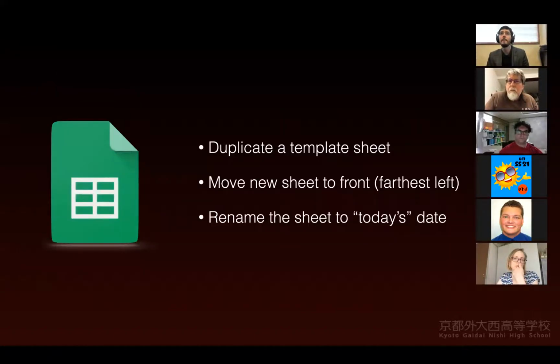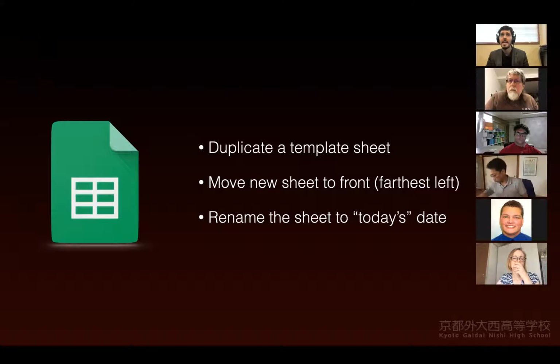All right. So every day, as I mentioned, I need a new sheet. There's three things I need to happen in this macro to do that. First, I need to duplicate a blank template sheet. I cannot duplicate a sheet that's already been written on. It has to be a new blank sheet.